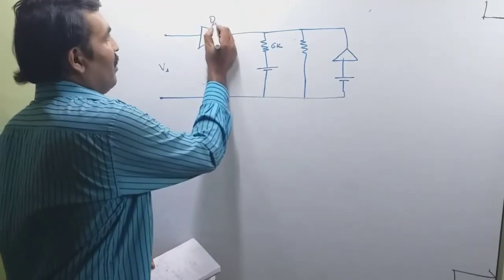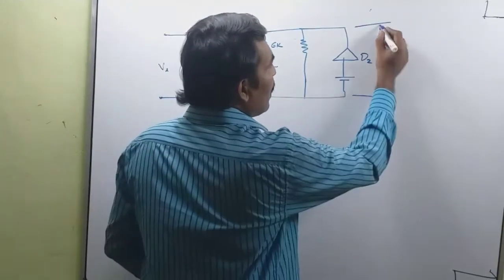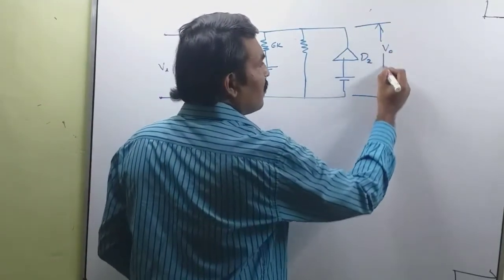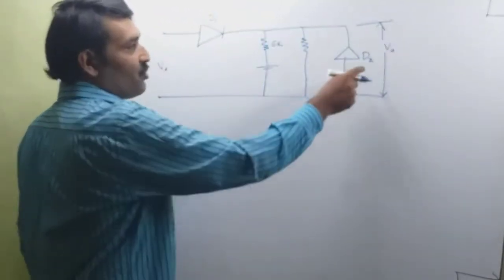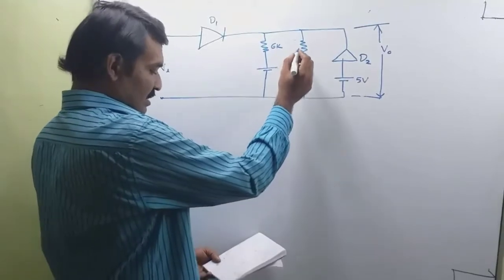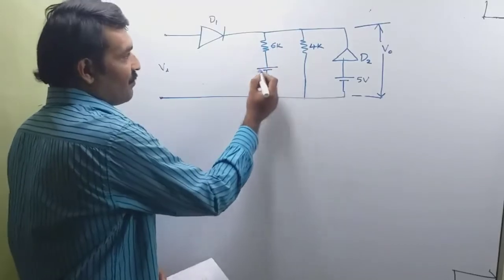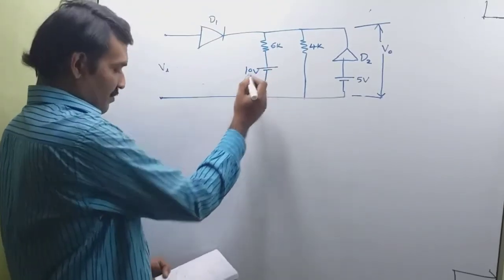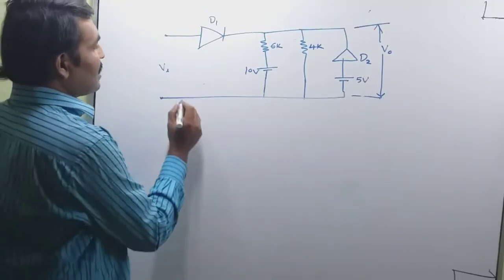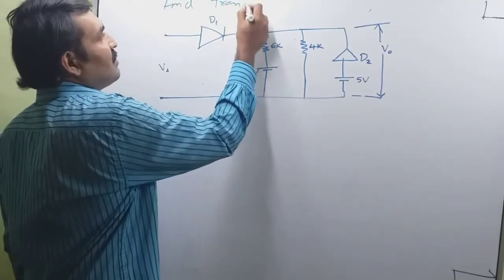We have diode D1 and another diode D2. This is the output measured across this element, this branch. We are measuring the output voltage. This is V0. Then this diode is D2 and this voltage is given as 5 volt. The resistance is given as 4K. This resistance is 6K. This voltage is 10 volt. And diode D1. Find the transfer characteristics.